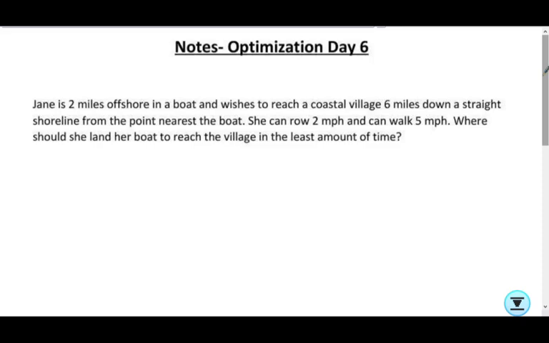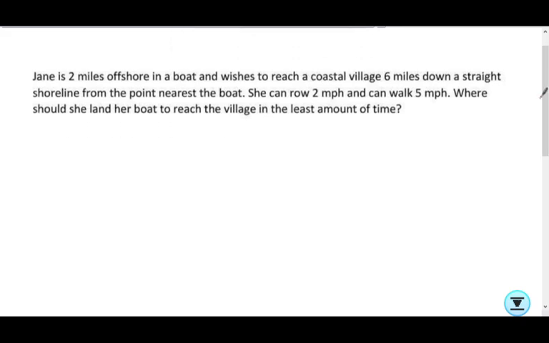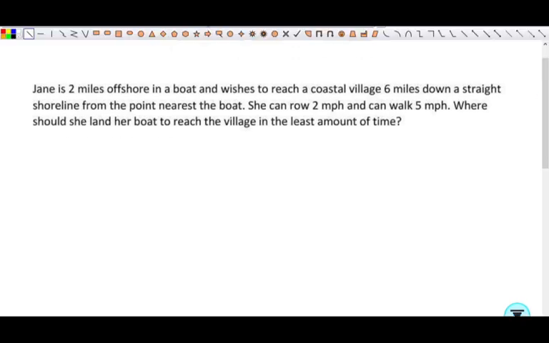So it says Jane is 2 miles offshore in a boat and wishes to reach a coastal village which is 6 miles down a straight shoreline from the point nearest the boat. She can row 2 miles an hour and she can walk 5 miles an hour. Where should she land her boat to reach the village in the least amount of time? Okay, so the picture is critical here.